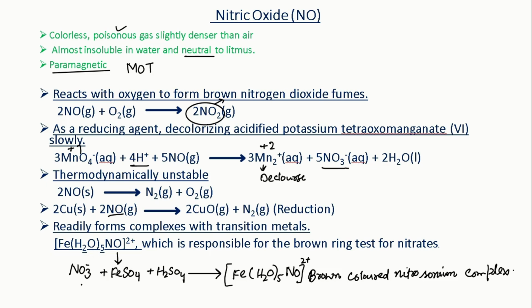If you want to do the Brown ring test to confirm the presence of nitrates, nitric oxide forms a brown complex in the presence of ferrous sulfate and sulfuric acid. It forms this brown colored complex, which is a nitrosonium complex, and that helps us indicate the presence of nitrates. So this is also called the Brown ring test for nitrates.